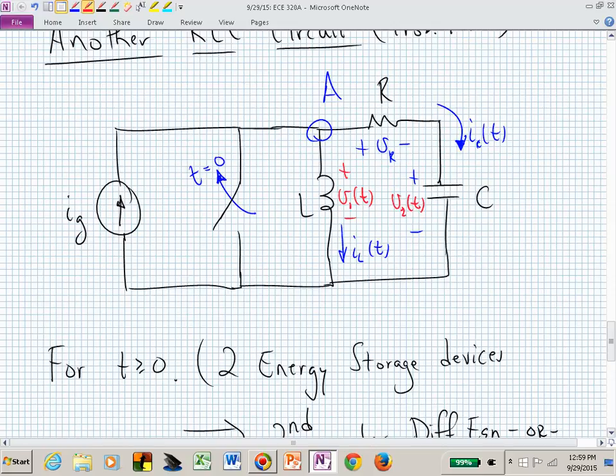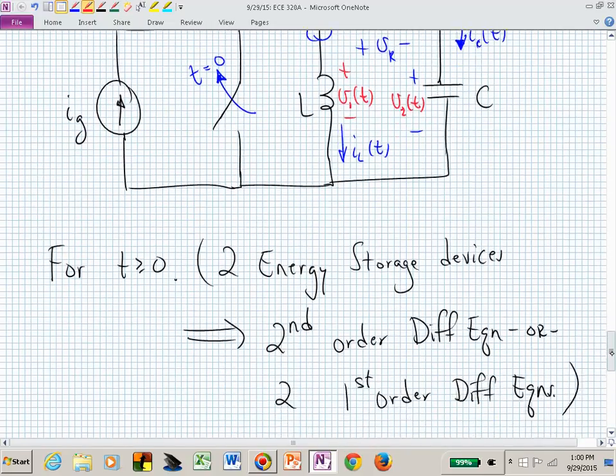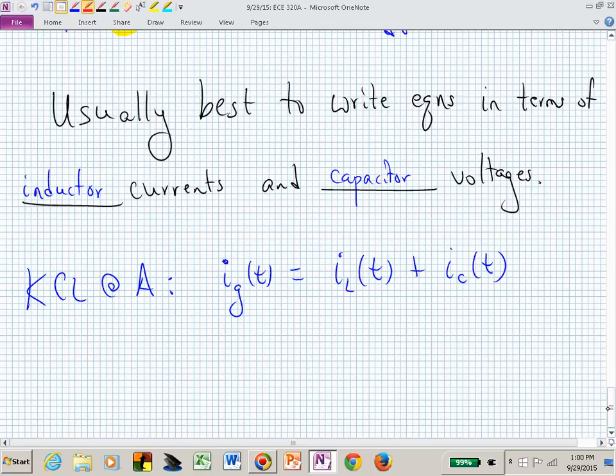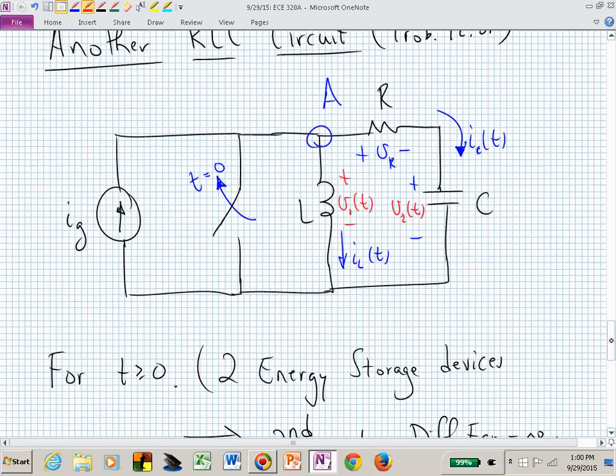Are those two the same voltage? No, because they have a resistor in between them. But now let's see what we can do. Just writing KCL, can we convert any of those variables into V1s or V2s?